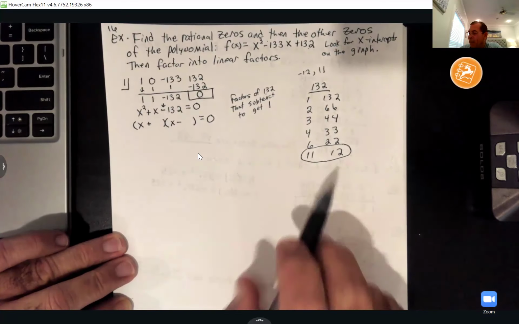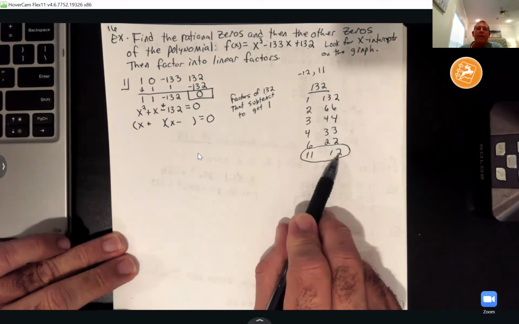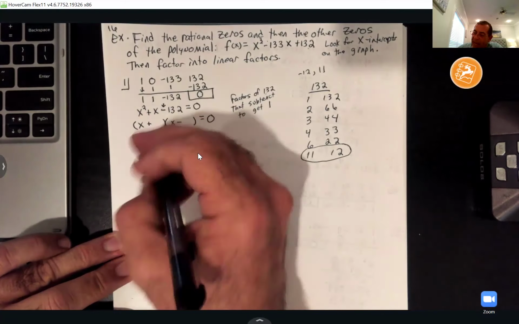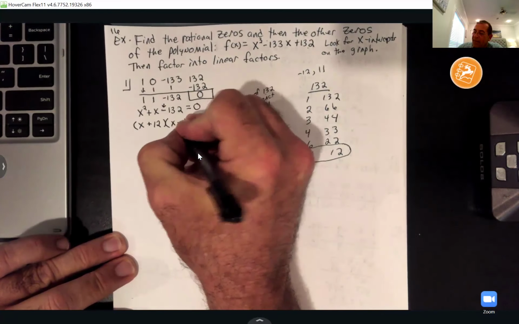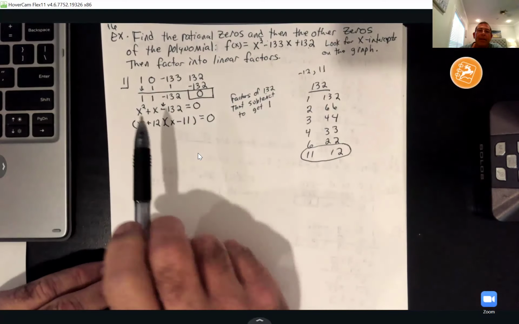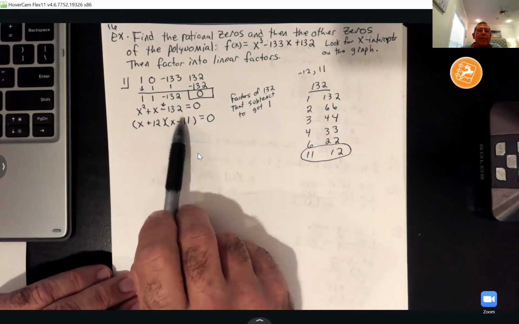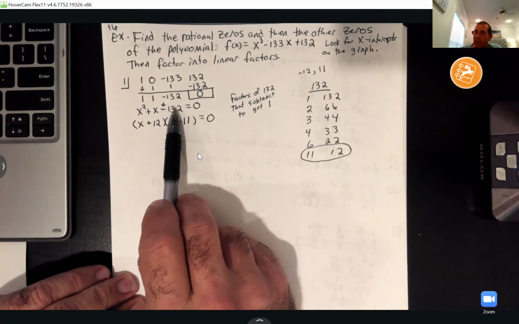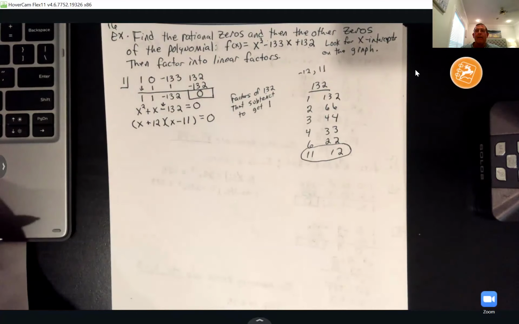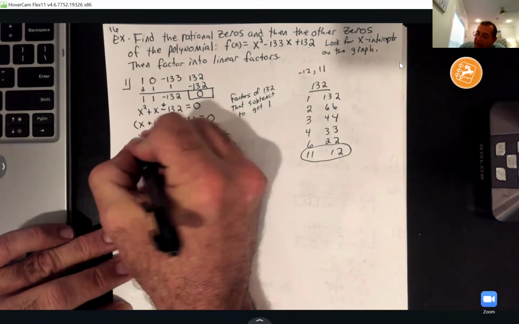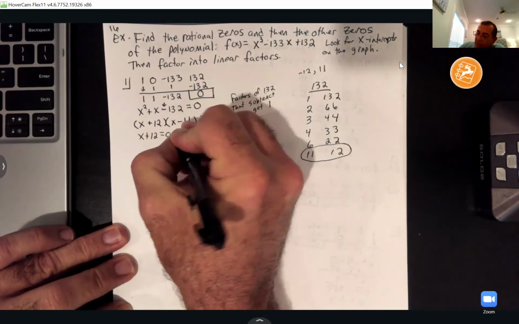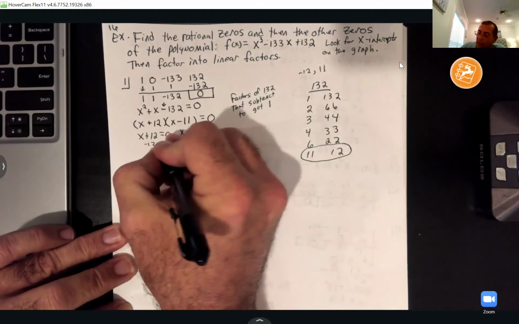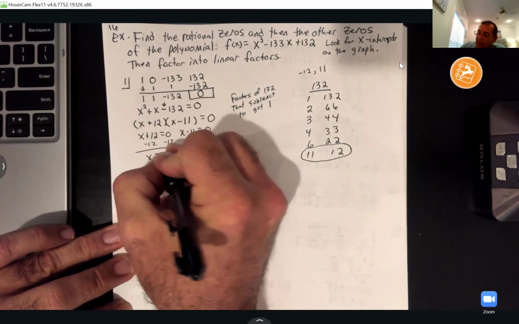Now check this out. The larger factor will have the same sign as the middle number. So the 12's got to be positive and the 11 negative. Now check yourself. 12 minus 11 equals 1. 12 times negative 11 equals negative 132. All right, so now set your factors equal to 0. So here, I'm going to subtract 12. And I get x is a negative 12.